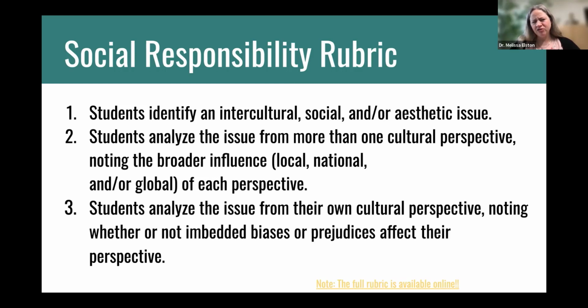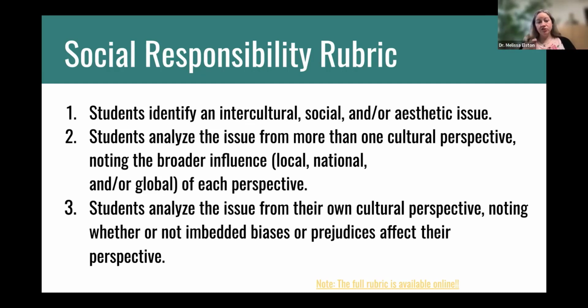Now there are some typos in the rubric itself. Somebody went in and stole all the commas. I don't know what that's about. So if you've been trying to imagine an issue that is at once intercultural, social, or aesthetic, stop it. It's at least one of those things. It doesn't have to be all of them. It's one or more.